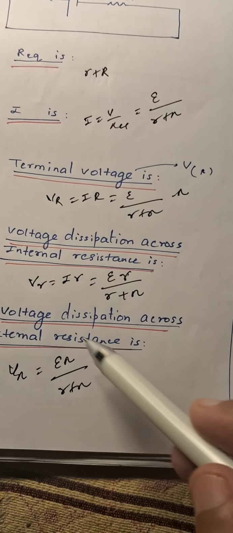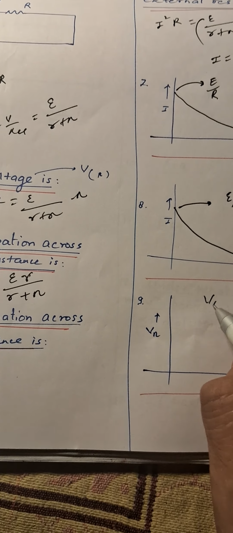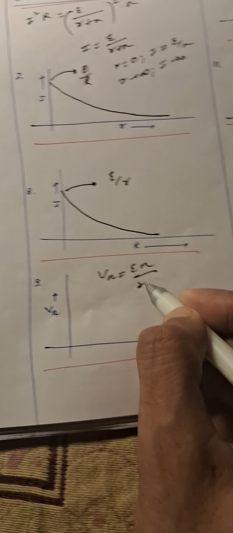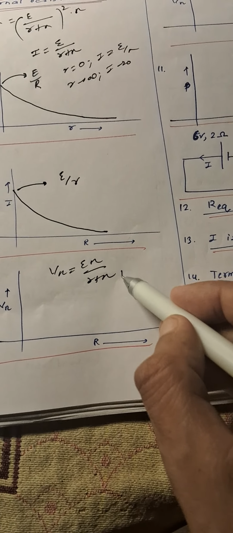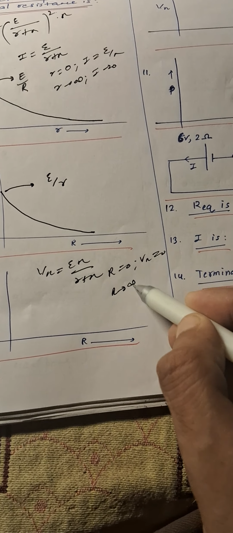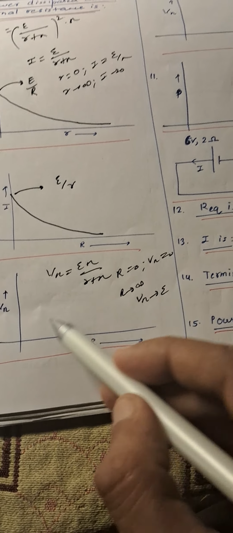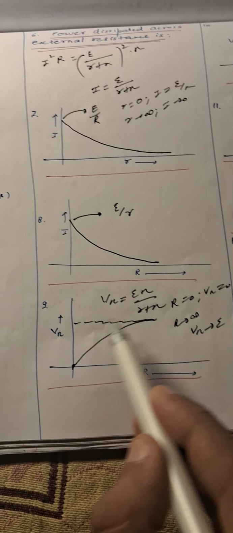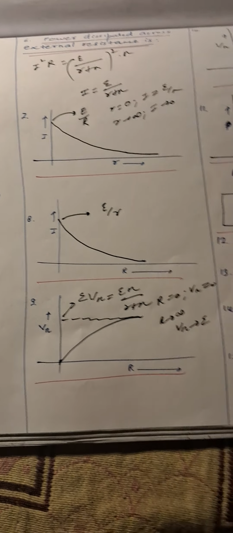Next is voltage across R as a function of R. We have seen that voltage across R is ER by r plus R. If R is equal to 0, VR is 0, and if R tends to infinity, VR will tend to E. So it will be a graph like this.